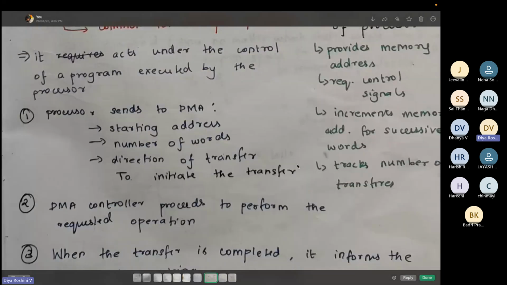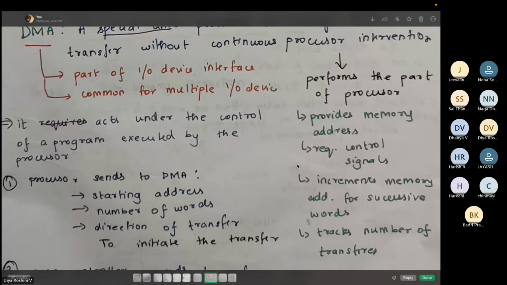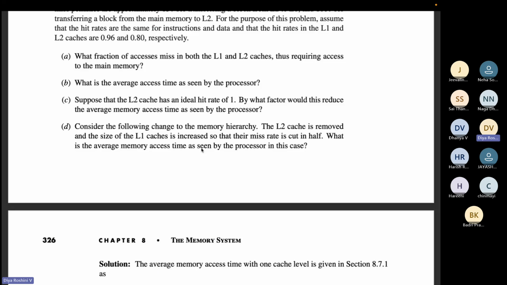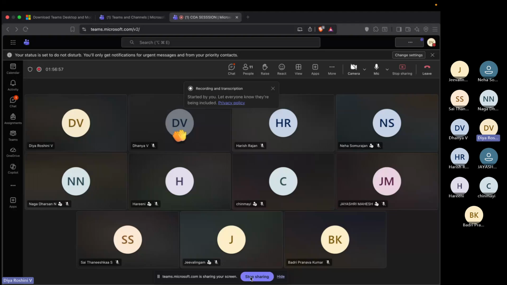That's all, guys. I think DMA is done. I think all the topics that were assigned to me are done. I'll share all of my handwritten notes in the group. I hope everything was clear. Anything I should go back to, any doubts, why this, why that? I take it as a no.